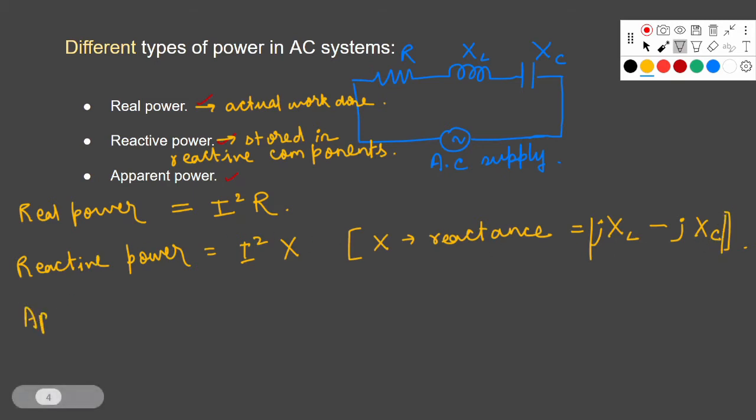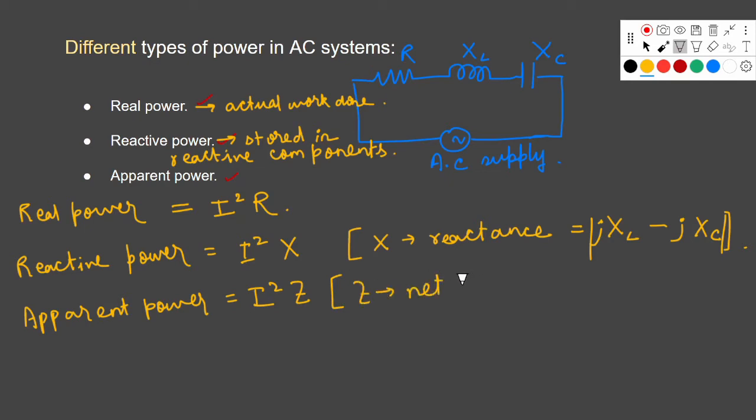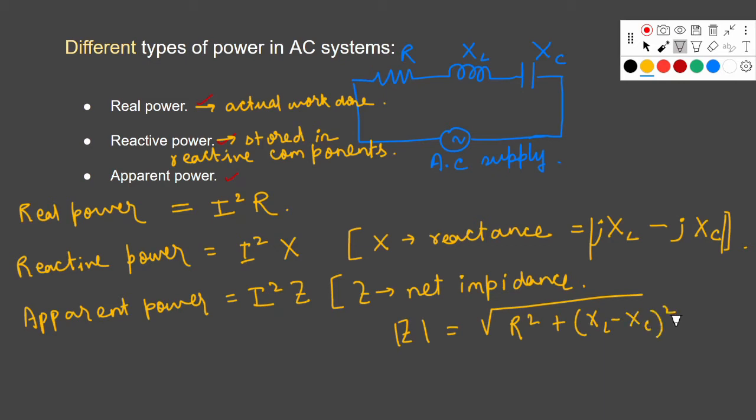And the apparent power is the phasor sum of real power and reactive power. So its value would be I square Z, where Z is the net impedance of the circuit. Clear? And mod Z's value is nothing but given as R square plus (XL minus XC) square. Clear? In this way, we can calculate these three kinds of power.